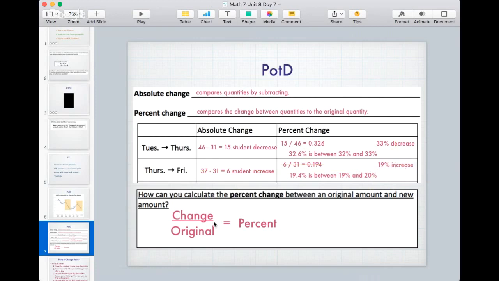The important things to remember here are that your part you can find by subtracting. Your original is always your whole. We are not comparing it to the new information. We are comparing it to what we had originally. And then to find the percent, you can think about the decimal. What would that decimal look like? 32 out of 100, so you would have 32%. 19 out of 100, so you would have 19%.